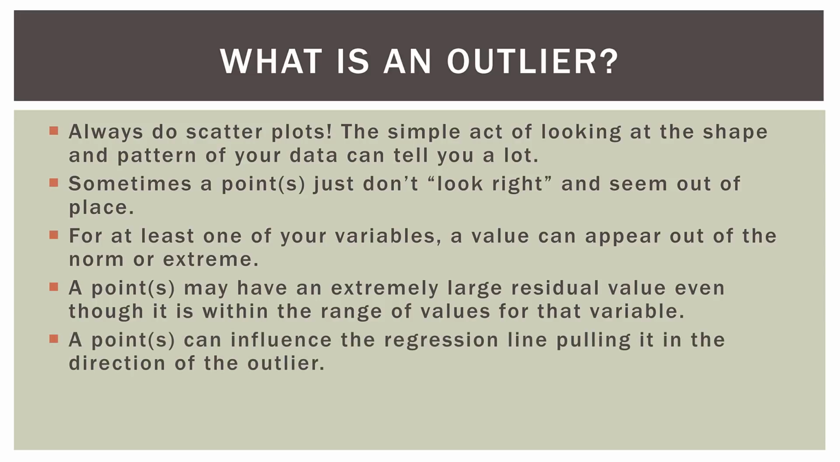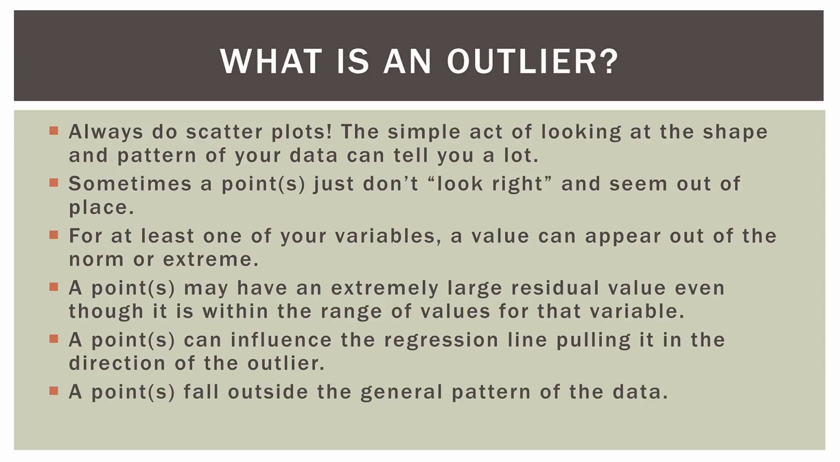Now, a point or points can influence the regression line, pulling it in the direction of the outlier. So wherever that outlier might be, it can actually affect the slope of the line. Or a point or points just fall outside the general pattern of the data. So the vast majority of your data fits a certain pattern, but then you have a point or a few points that are way out of that pattern for some reason. Those are worth looking at. Any of these situations could be a potential outlier, and we have to look at them, find them, and then figure out what's going on with those points.